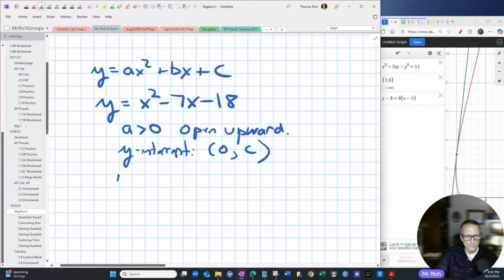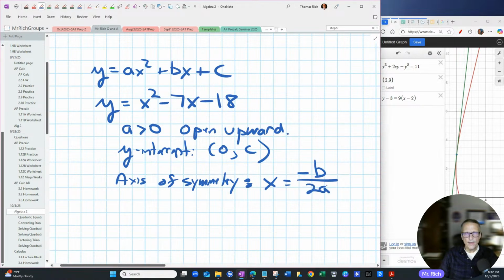We also know something called the axis of symmetry. When a quadratic is written in standard form, there's a formula that you need to know for the axis of symmetry: x equals negative b divided by 2 times a. That would be the equation of the vertical line that passes right through the middle of the parabola and therefore right through the vertex. That's how you could calculate the x coordinate of the vertex. And then if you want to know the y coordinate of the vertex, you could plug that value back in.